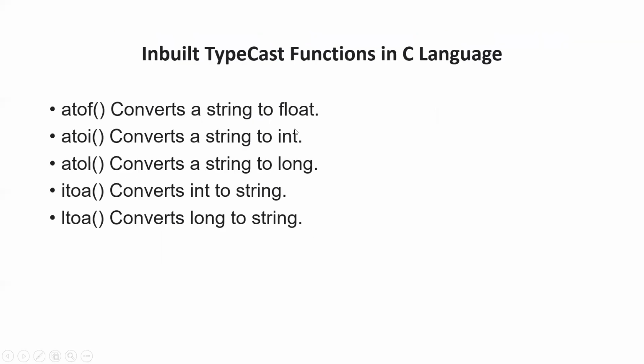So there are some inbuilt typecast functions available in C. For example, A2F converts a string to float value. A2F means it takes a string and converts it to float value. A2I converts a string to integer value. A2L converts a string to long. I2A converts int to string, and L2A converts long to string. So these are the inbuilt typecast functions available in the C language.